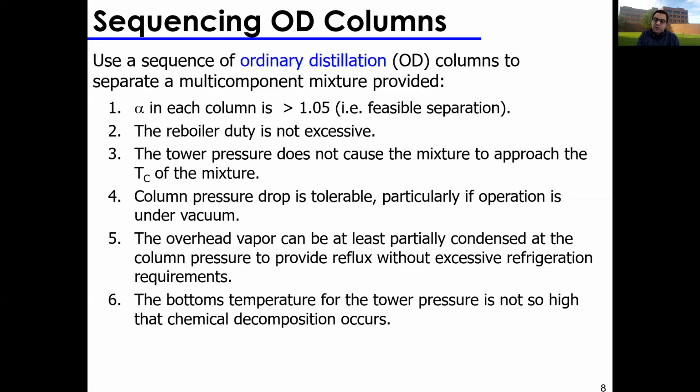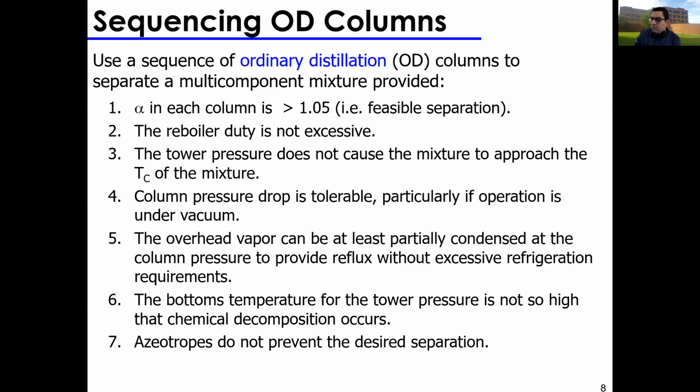The bottom temperature, again, of the tower should not be so high so that chemical decomposition occurs. And 6 is sort of going back to 2 and 3. You don't want your temperature to be so high that you either reach your critical point or you reach a point where the molecule starts breaking down and you start getting a lot of impurities or new species which you don't want to deal with in your process.